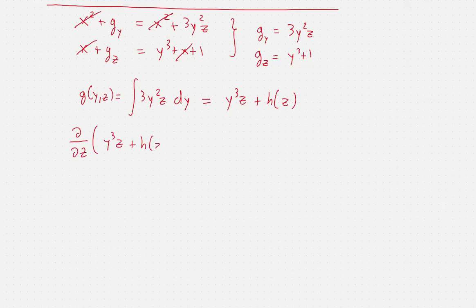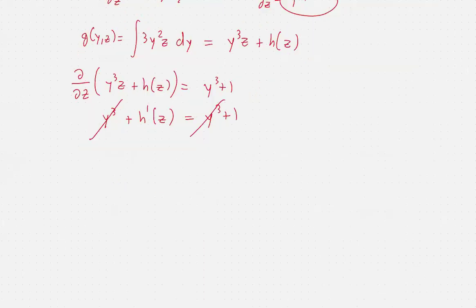Okay, so we get y cubed plus now the ordinary derivative of h with respect to z is equal to y cubed plus 1. Again, it's crucial that all the y's disappear. We get h prime of z is equal to 1, which means that h of z is equal to z. You could add a constant here, but that's irrelevant. Remember, we just wanted to find one potential, not all of them.